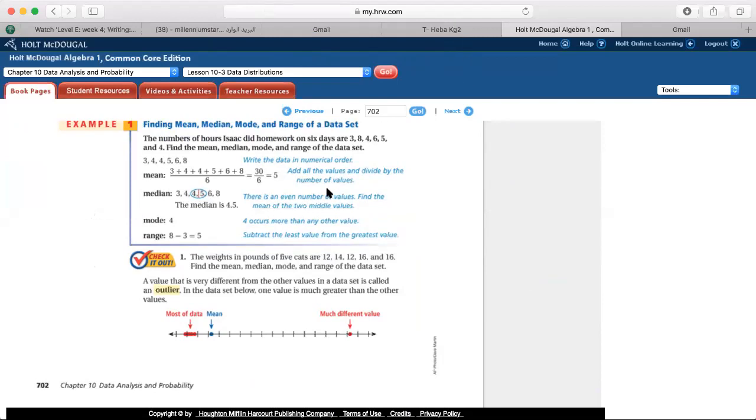Okay, the range. The range is the difference between the least number and the greatest number. If you are going to arrange the numbers from least to greatest, if you're going to put them in numerical order, like here in example 1, you put the numbers here from least to greatest. The greatest is 8, the least is 3. So you're going to subtract 8 minus 3. 8 minus 3 is 5.